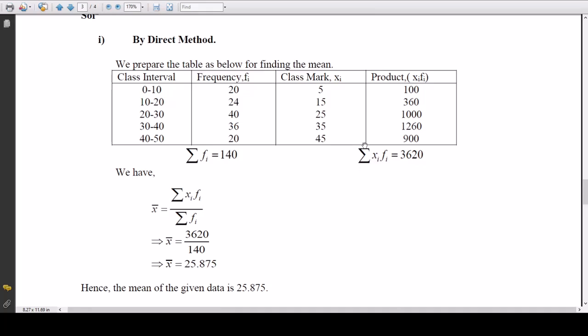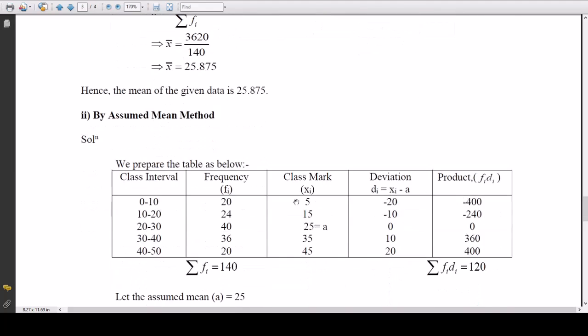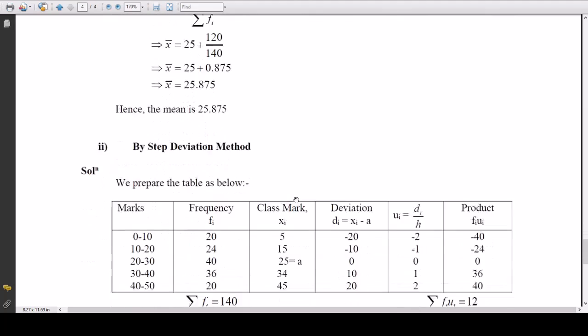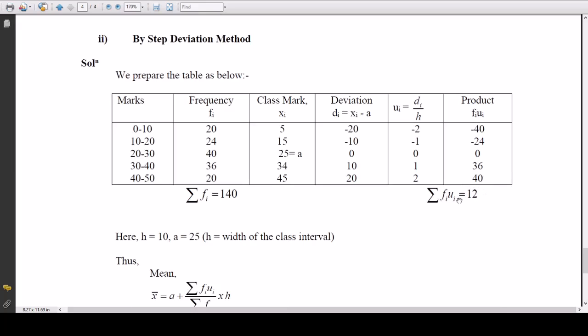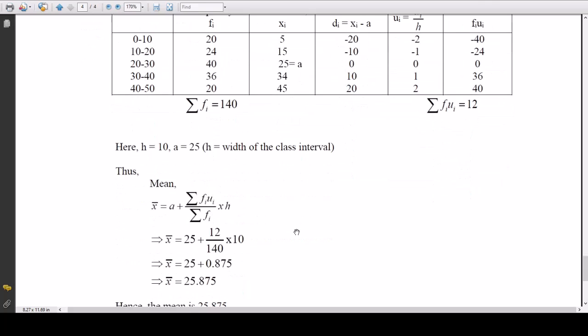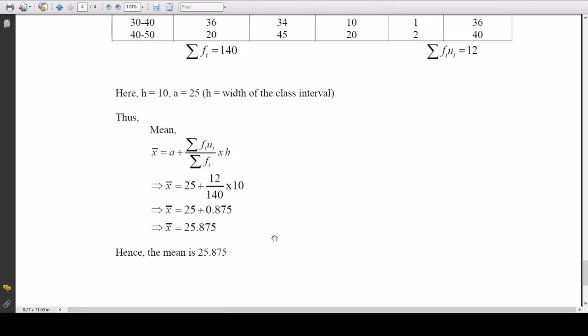The difference is that in the product, in the last column, in the direct method you are getting a value which is bigger, in the assumed mean method you are getting a smaller value, and in the step deviation method a very small value in this last column, which is the product column. But in any case, whether you follow the first method, second method, or third method, the result will be the same. You are getting the same answer.